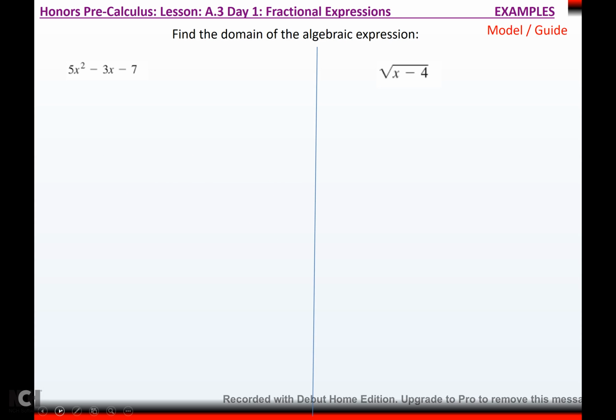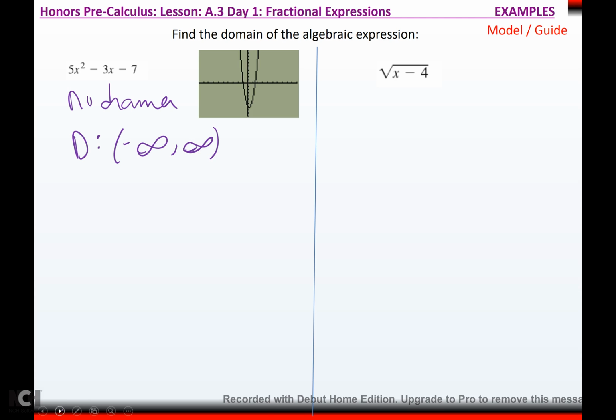So, it says find the domain of the algebraic expression. There's no denominators and no radicals with letters under them. So there's no drama, which means my domain goes from negative infinity, and I'll use the bracket there, negative infinity to infinity. And if all else fails, look at the picture. It's a parabola. That goes forever right and forever left. The domain is all numbers.